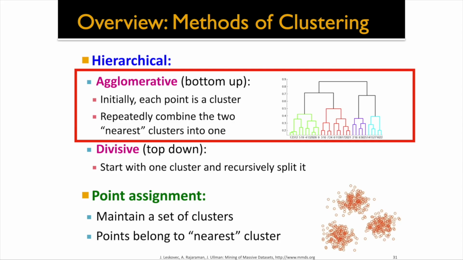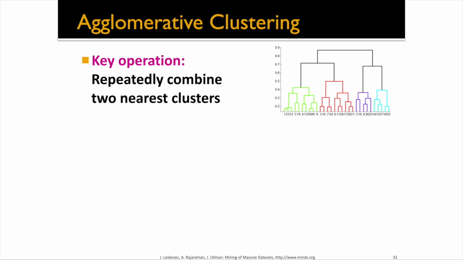So first, we'll talk about agglomerative clustering. The key idea here is to repeatedly combine the nearest clusters. So at every pass through our data, we'll identify two clusters that are closest to each other, merge those two clusters, and then repeat the process.